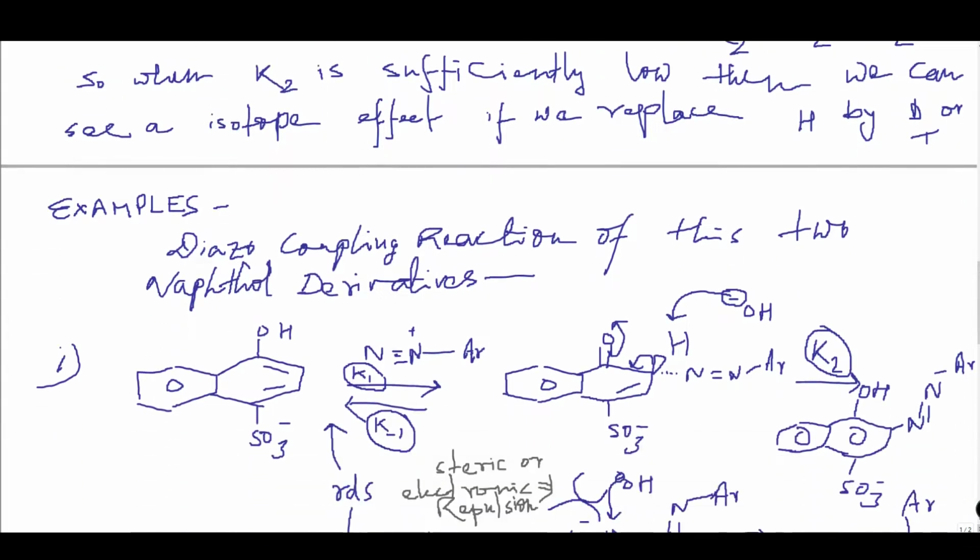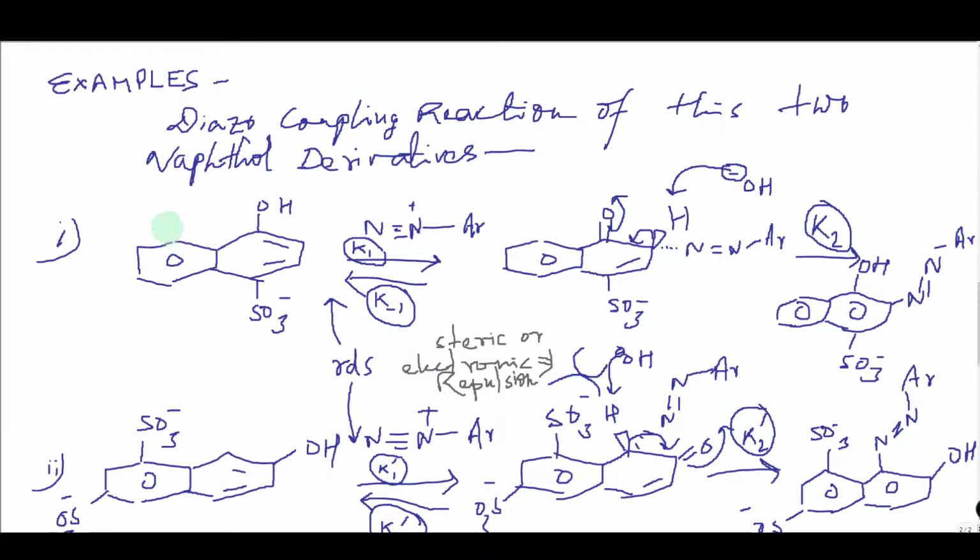So let's consider this example to understand and also to predict which reactions will show the partitioning effect and which reactions will not. So let's consider the diazo coupling reactions of these two naphthol derivatives. This is the 1-naphthol or alpha-naphthol, this is the beta-naphthol.